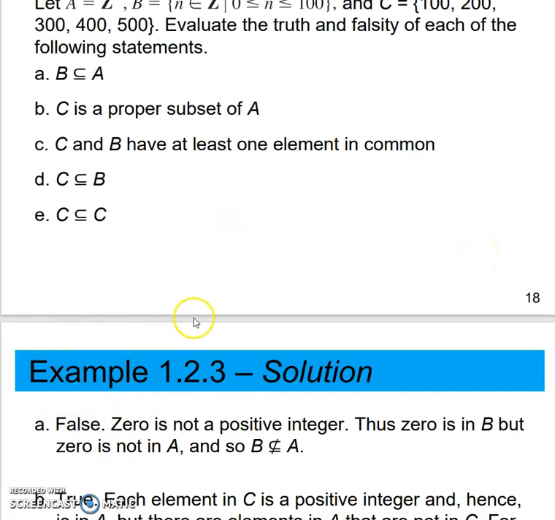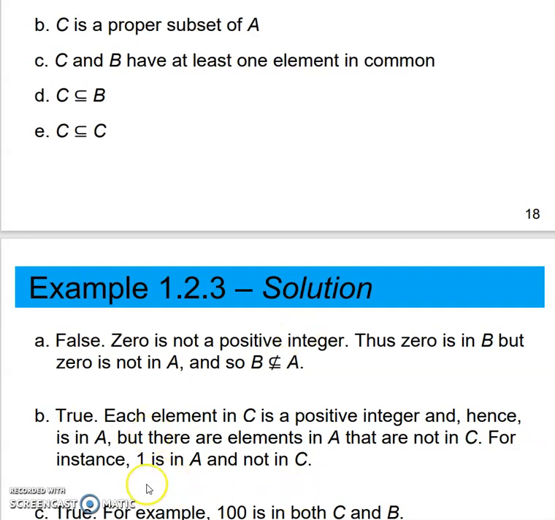and that is false because 0 is not a positive integer. So in other words, I have a value in B that is not in A. So we would put that little slash symbol through that. C is a proper subset of A. So again, that means everything in C is in A, but there's more in A. That is true. For example, 1 is in A, but it is not in C.